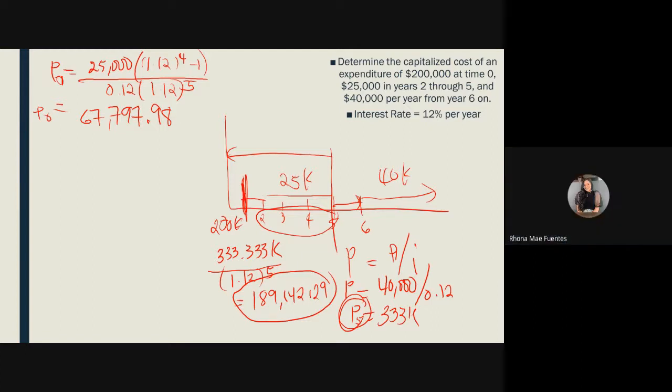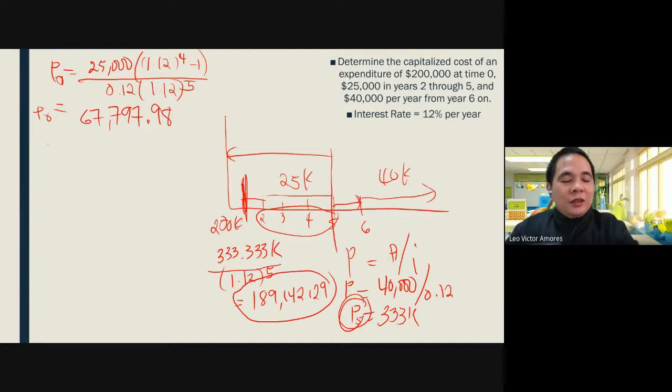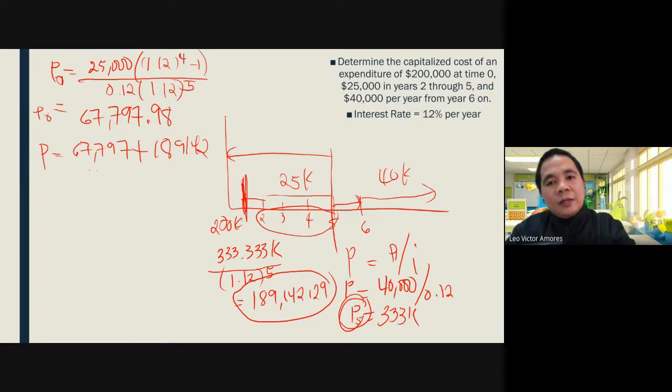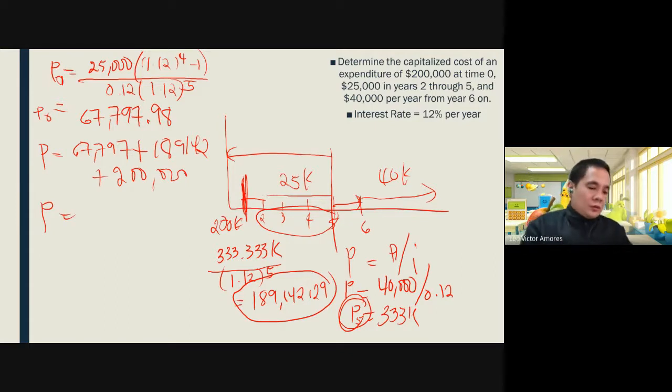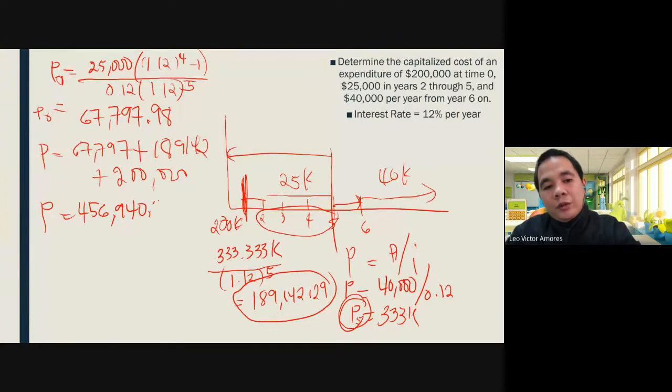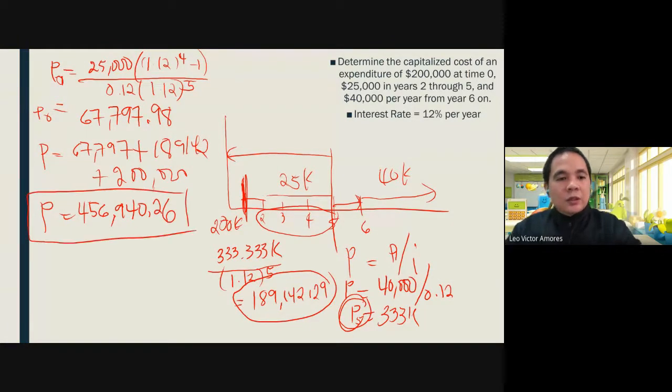Yes, sir. So, the total present value is equal to 67,797 plus the 189,142, plus the 200,000. What is the present value? So, total present value is equal to 456,940.26.